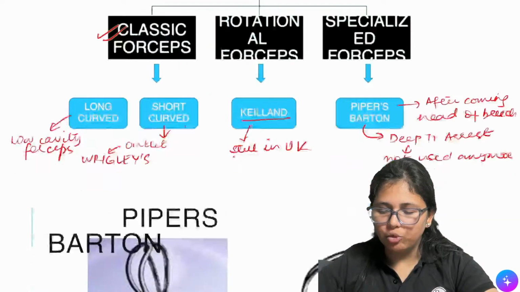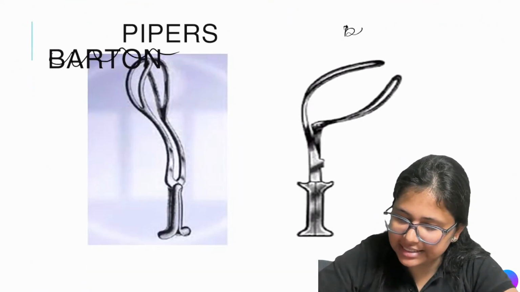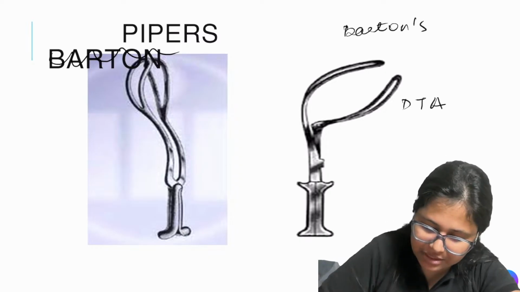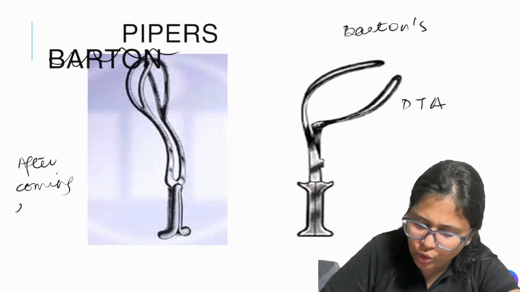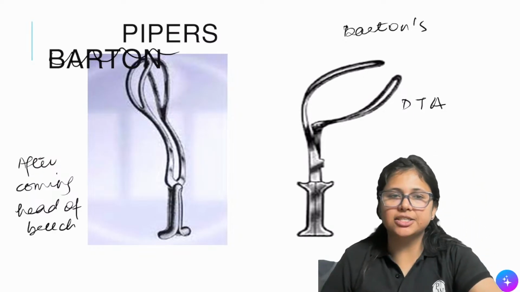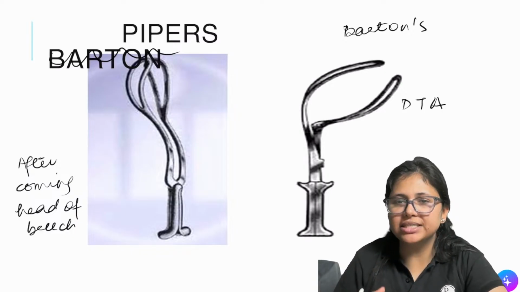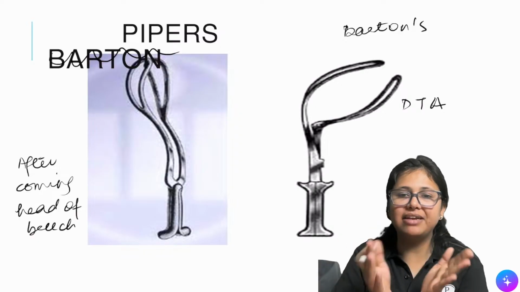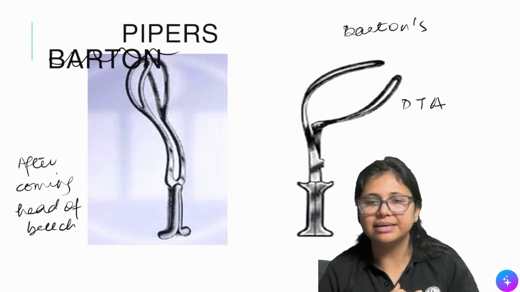Now, moving on. Pipers, I have already told you. So this is Bartons. This is used for deep transverse arrest. Pipers is used for the aftercoming head of breech. So nobody's going to ask you about this, except they might ask which forceps is used for the aftercoming head of breech. A recent INI question gave you a picture where the baby was delivering breech, and only the head was left, and they were using a forceps and asked what forceps this is. That was Piper's forceps, right?